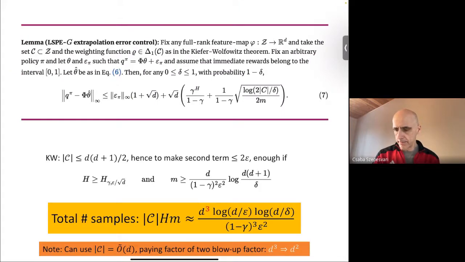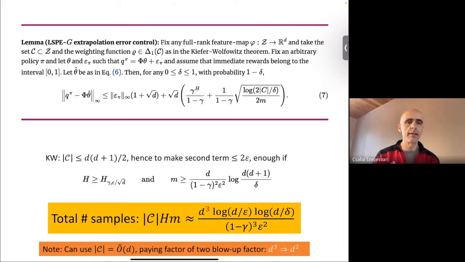So this procedure has a reasonable behavior in terms of how well we're going to approximate the action value function of the policy. In particular, with more effort, more rollouts, longer trajectories, we can control one part of the error, which is not related to the representation error. The representation error is what it is. And it's also blown up by a factor of square root d.